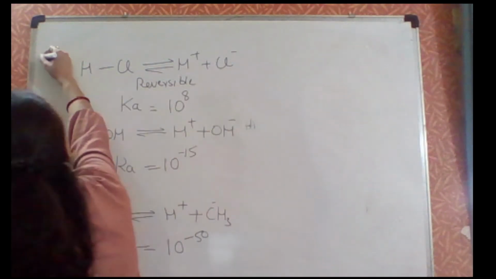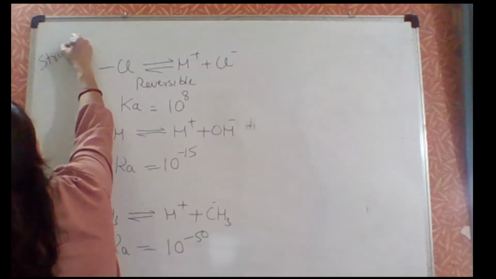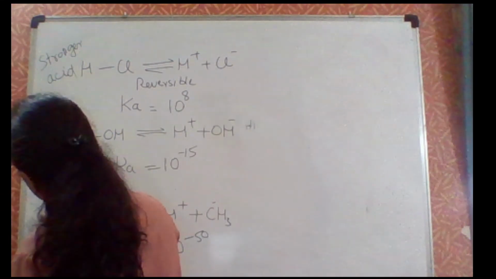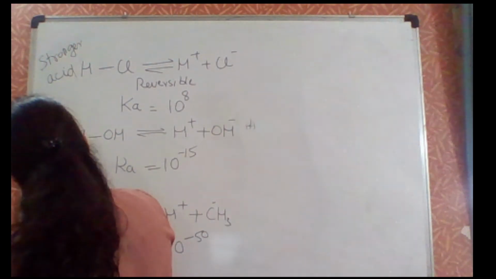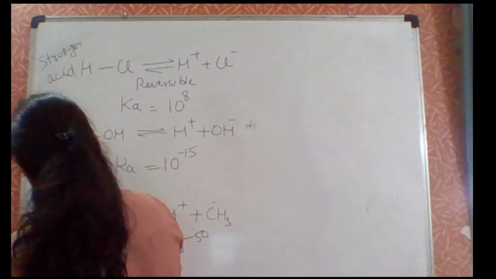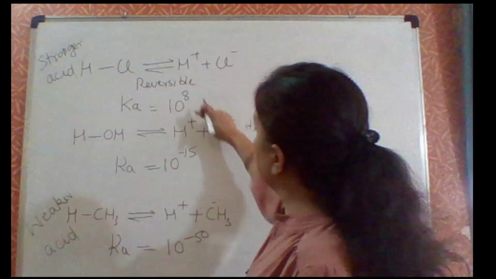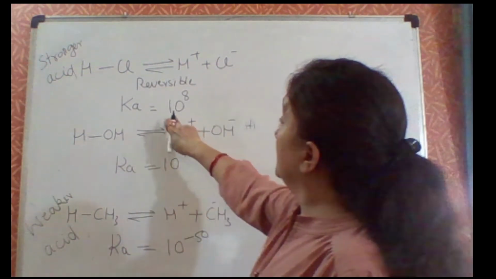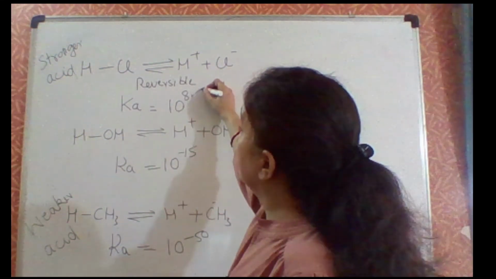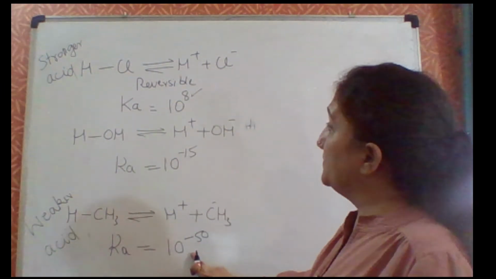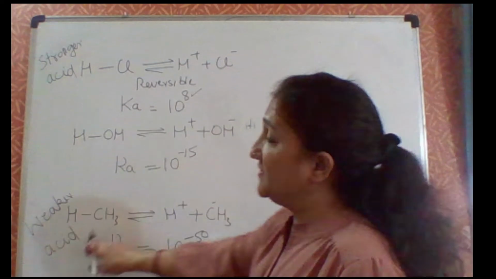Now this, we know, is a stronger acid. And this is the weakest of all. This is a weaker acid. Clear? So by looking at these values, we can figure out: higher the value of Ka, stronger is the acid. Lower is the value of Ka, weaker is the acid.